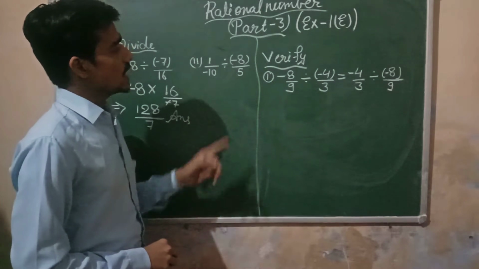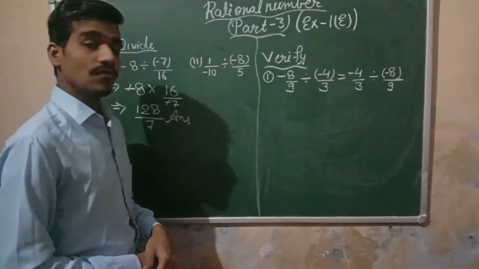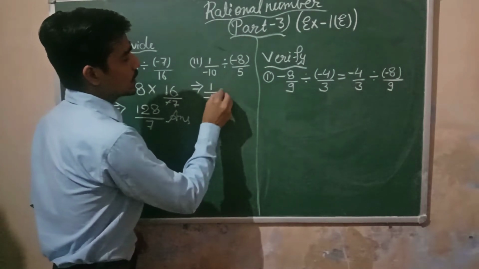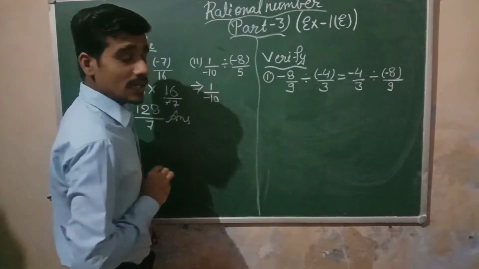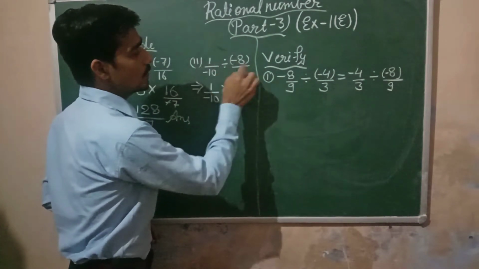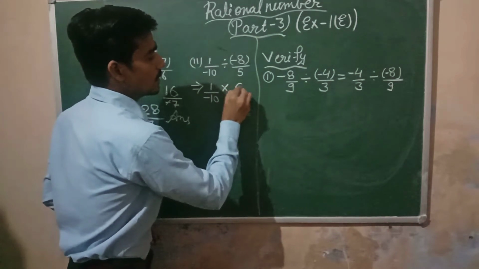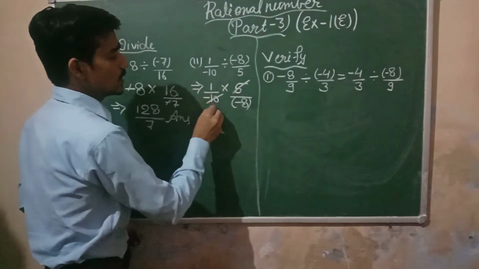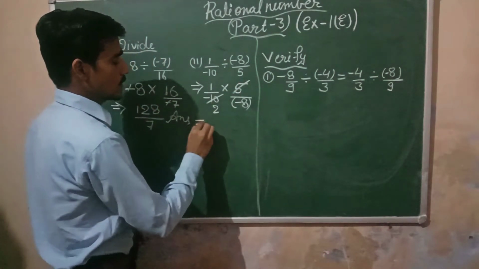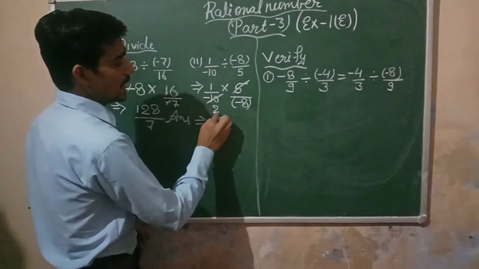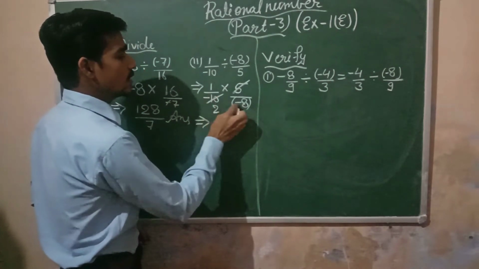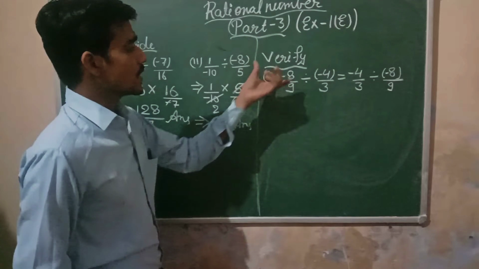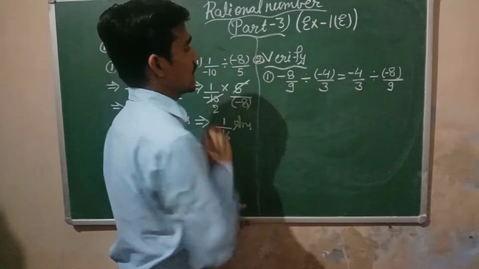1 upon minus 10 divided by minus 8 by 8 upon 5. Look at here. 1 upon minus 10, divide, convert into multiply and write the reciprocal of this rational number, 5 upon minus 8. 5 times 1 is 5... Clear? 1 upon 8 times 16, and minus minus plus. Clear, student?